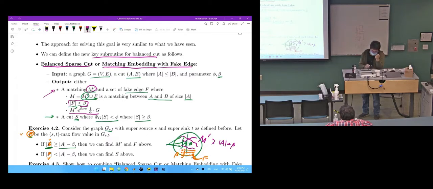Now, if instead the value of the cut is less than A minus beta, we use the same or a similar proof to say that you will get a sparse cut. But now it's not just some sparse cut. The sparse cut is going to be as big as beta, a beta balance. Can you tell me why it should be balanced, intuitively?